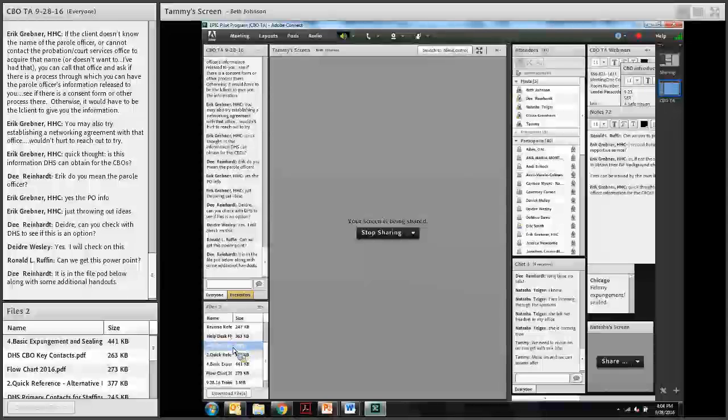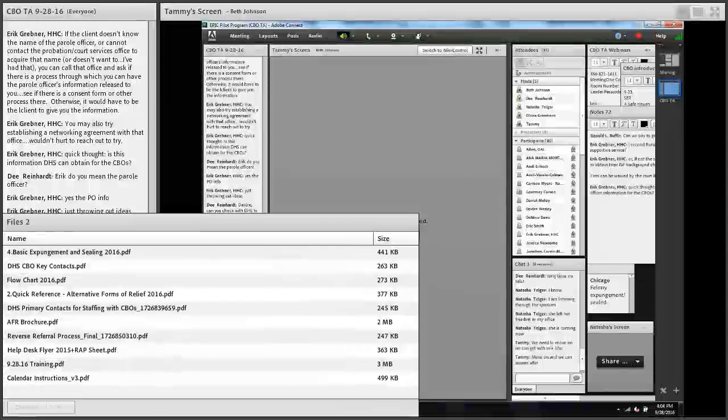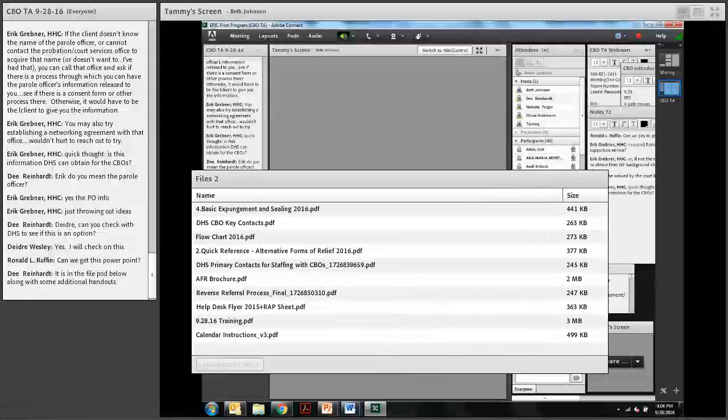That's a nice summary of healthcare waiver certificates. This quick reference guide, thank you. This is something that's more detailed about what's the form that you file a healthcare waiver in. It's just a reference guide on the alternative forms of relief. There's a basic expungement and sealing 2-pager that talks about eligibility. There's a flow chart that talks about eligibility for expungement and sealing as well.